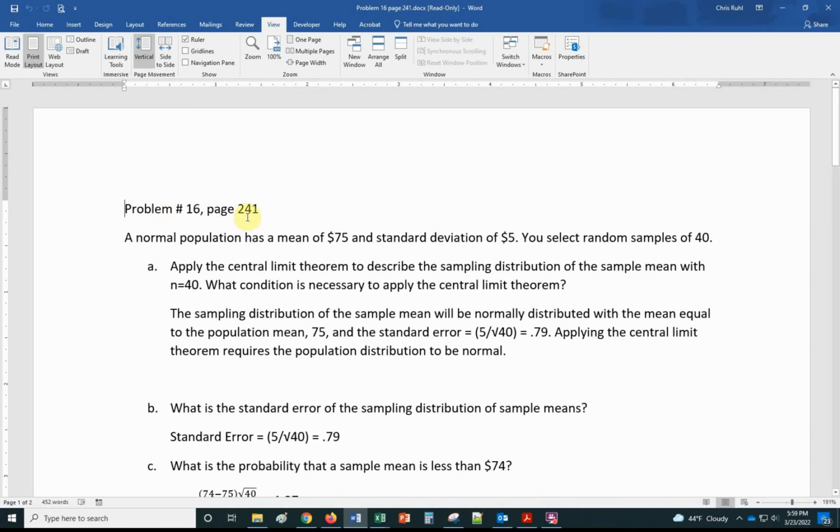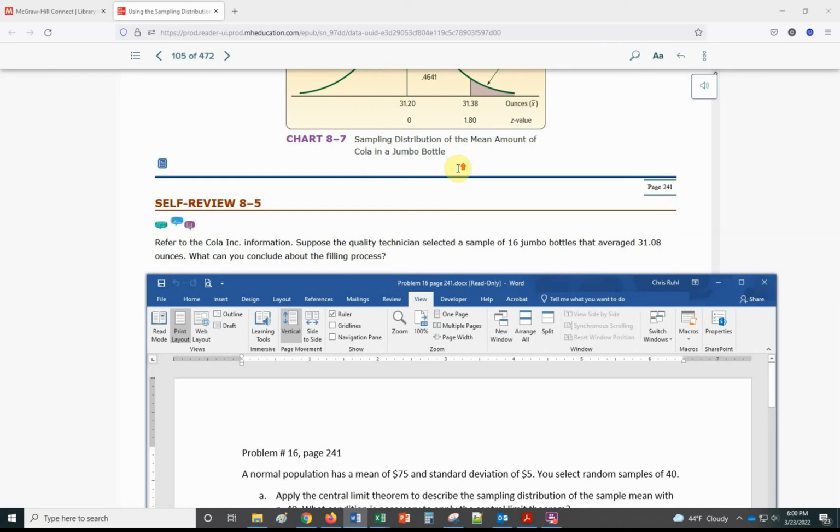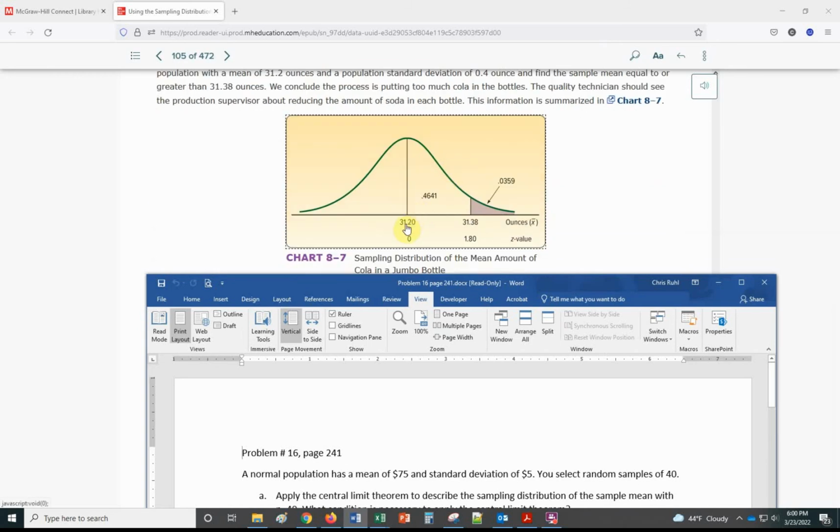Problem 16, page 241. A normal population has a mean of $75 and a standard deviation of 5. You select random samples of 40, which you want at least 30. So 40 is a good number to get a good distribution of the mean. So now this normal population has a mean of 75. If we look back at that graph right here, then this would be 75 right here in the middle. Okay, that's what we know so far, and then the standard deviation is $5.